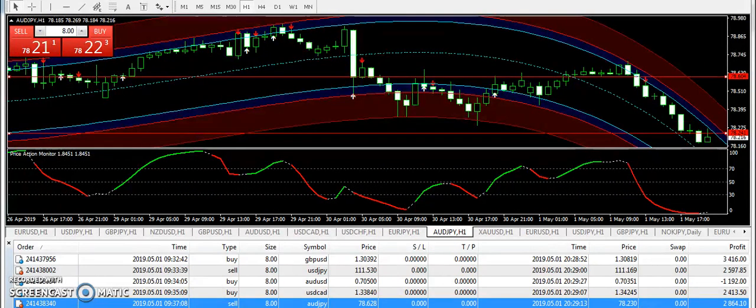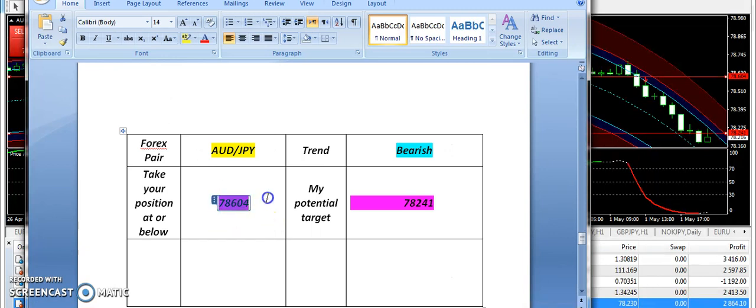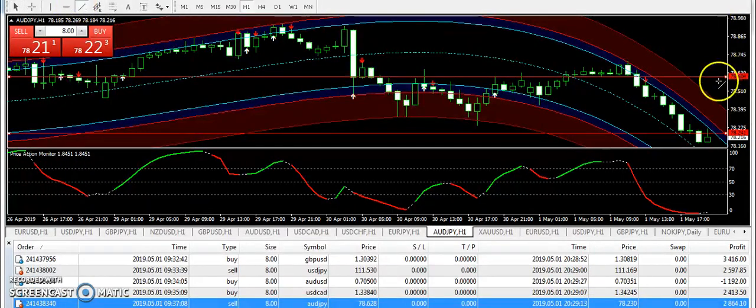At last, I am going to talk about another massive trade of the day, that's on AUDJPY with a clear bearish expectation from 78.604 and 78.241 was the target price. And guys, we have seen a significant big drop on AUDJPY, and finally the pair is down, and you can see we have seen a massive downward momentum on this pair.